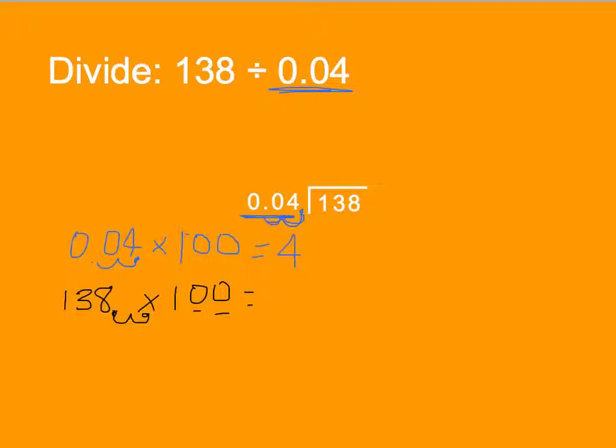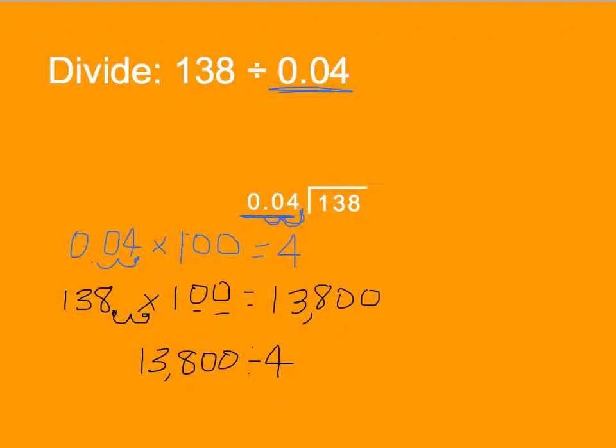So now we have the original whole number that we started with, and then the 2 empty spaces right there need to be filled in with placeholder zeros. So that's going to give us 13,800. So now we're looking at a new problem. We're looking at 13,800 divided by 4. This is our new problem.